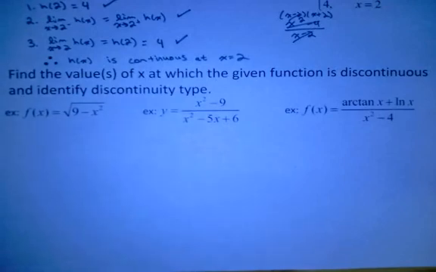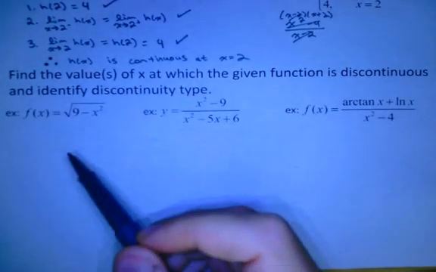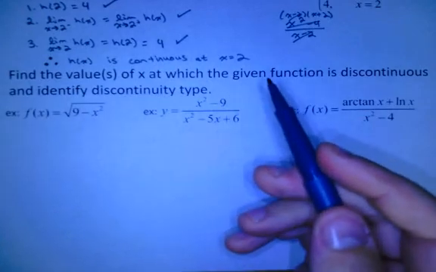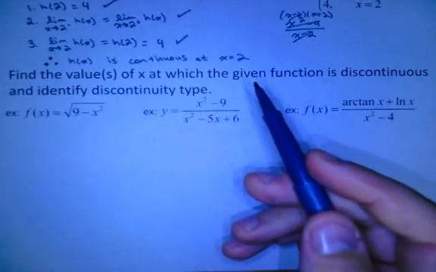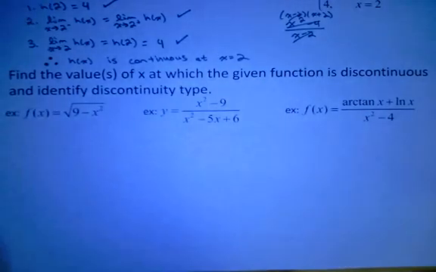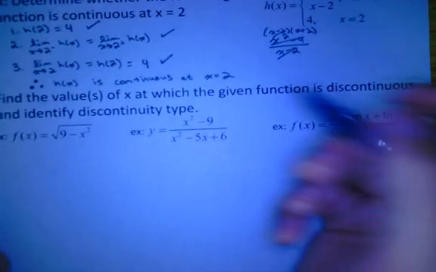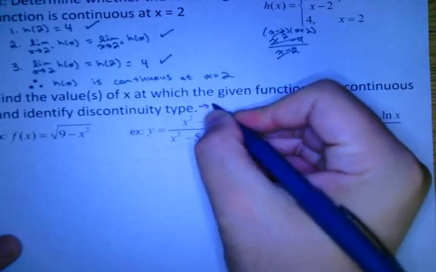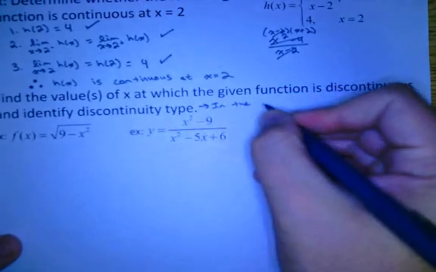And then for the next one, we're going to find the value of x at which the given function is discontinuous and identify the discontinuity. So we don't need to go through steps 1, 2, 3. We're just going to figure out where it's not continuous and what type of discontinuities there are. But for these, we've got to make sure that we are in the domain.